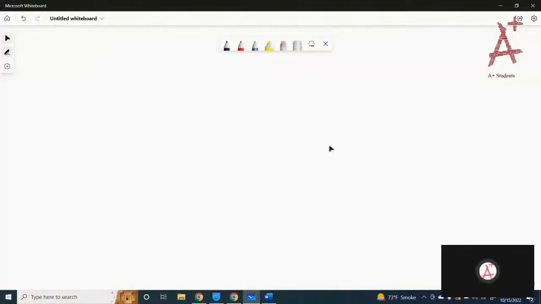So, we're going to start with grade 8 maths. You can find all the lessons on aplusstudents.com. You have to log in there using your email address and password provided by the administrator. Then, you have to select math from the subject tab.